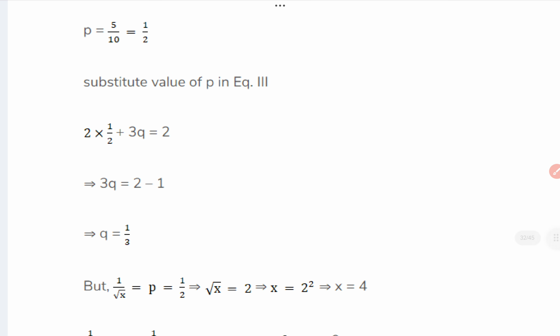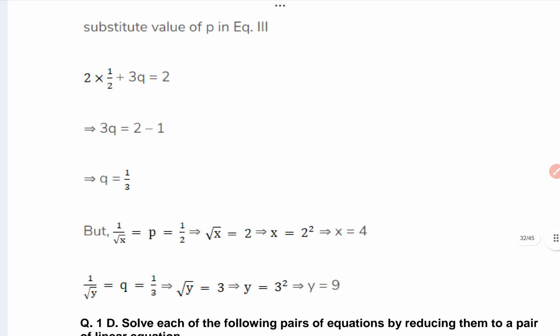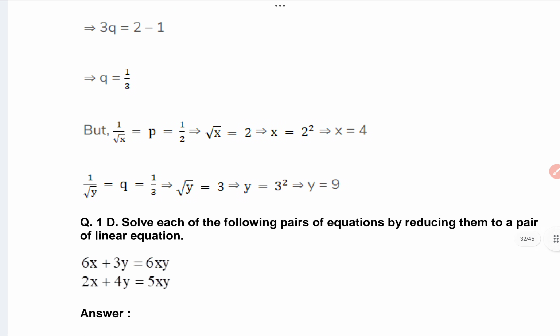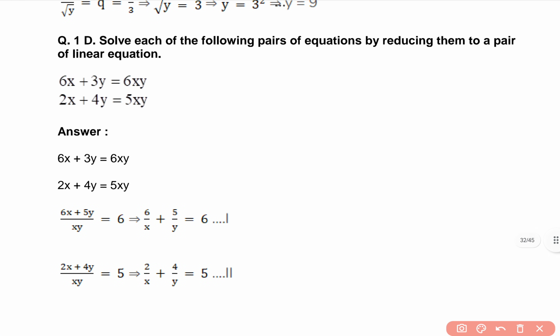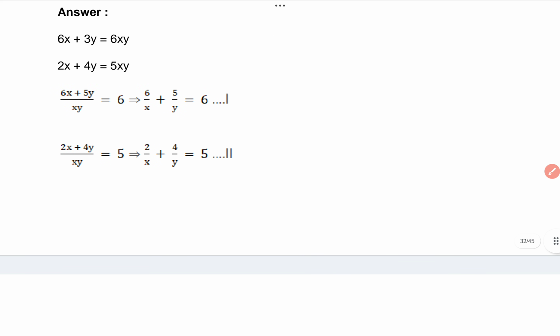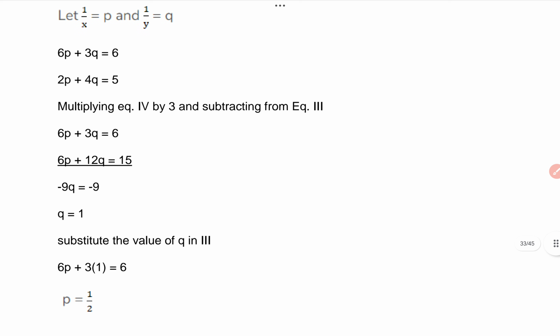Here you can see. Then this is your question number D here. This is question number 1, option D. This is your fourth question, and this is your answer. I hope it is clear for you.